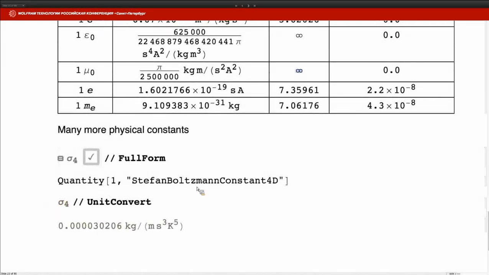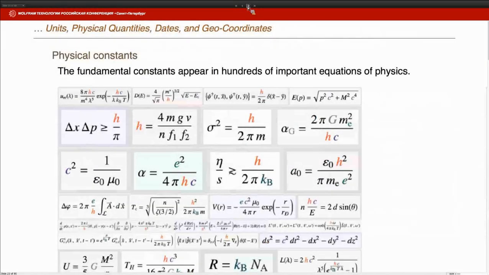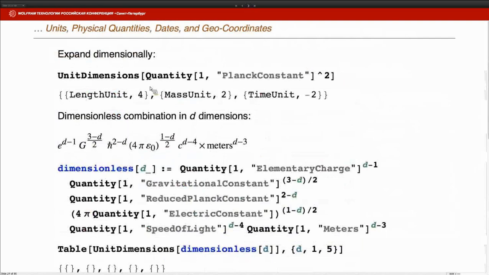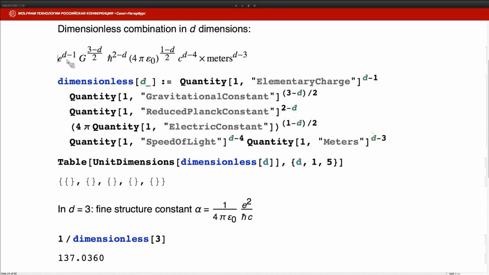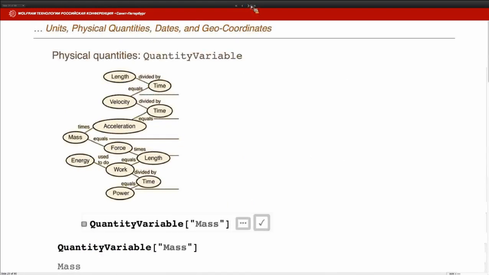And we have many more unusual physical constants, like a Boltzmann constant in various dimensions, like in 4 dimensions. We can get their dimensions by using UnitDimensions, which states for the Planck constant is length to the 4 times mass to the 2 times time to the minus 2. And we can form dimensionless constants. For instance, this is this very classical constant that you can form in any dimension. You need the absolute length scale. And it is indeed dimensionless. And in D equals 3, our world, we recover the fine structure constant, the famous 137.